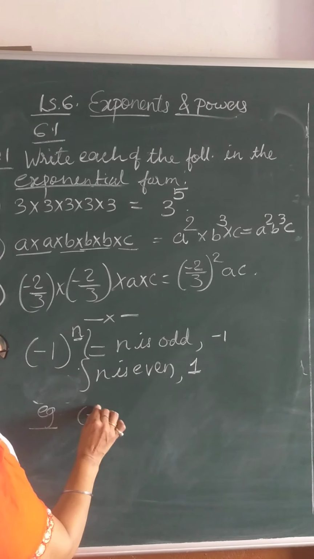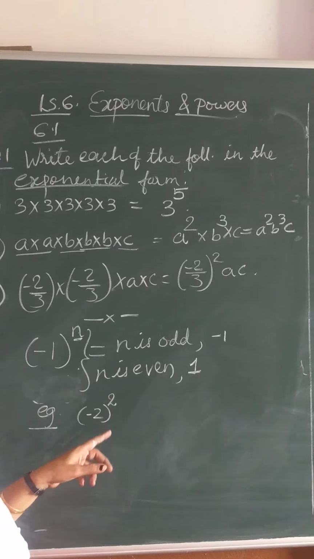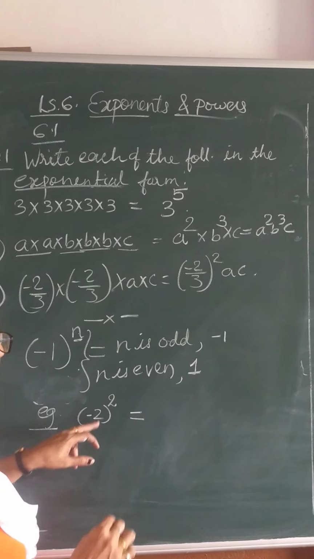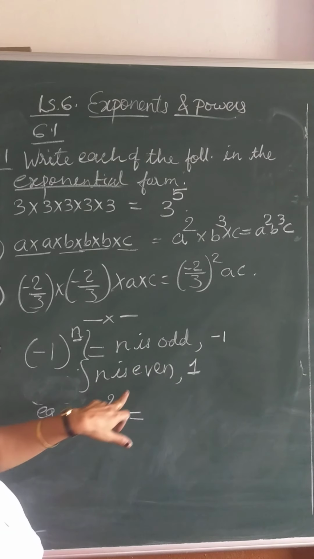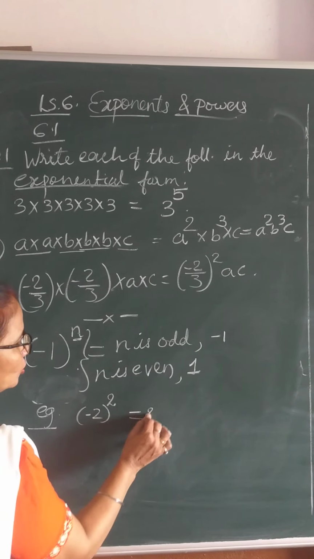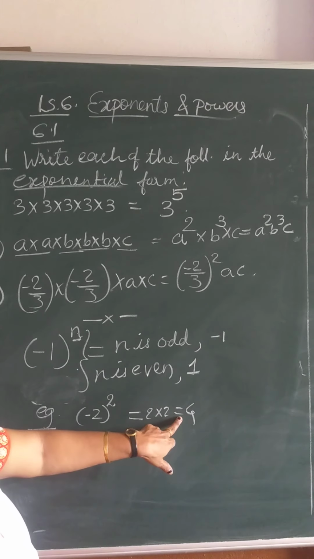Let's take minus 2. Okay, and here I have taken the power as 2. Now 2 is which number? Even number. So whenever the power is even, whatever the number here, it's always positive. And here 2 into 2 is equal to 4. The answer will be in positive form.